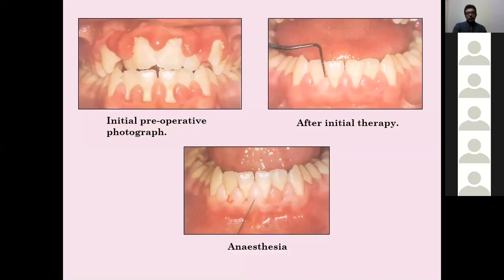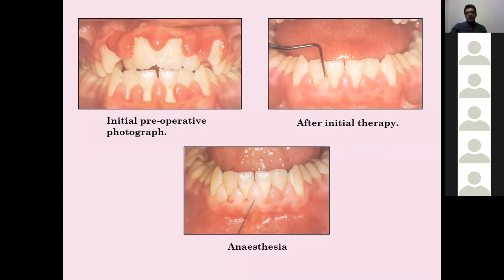Okay. Now, this is a clinical case where I will demonstrate every step of gingivectomy as we have discussed theoretically. The first picture shows you an initial preoperative photograph. You can see this is a very, very clear case of an inflammatory gingival enlargement. Lot of plaque, lot of inflammation, red gingiva, bleeding. When this patient comes to us, do not jump directly into doing gingivectomy with the blade.